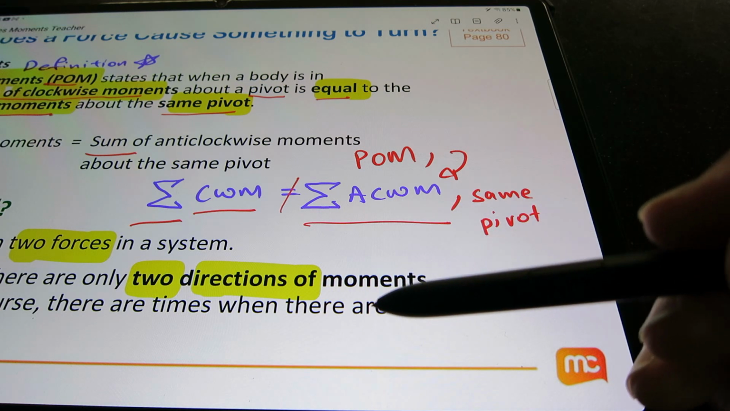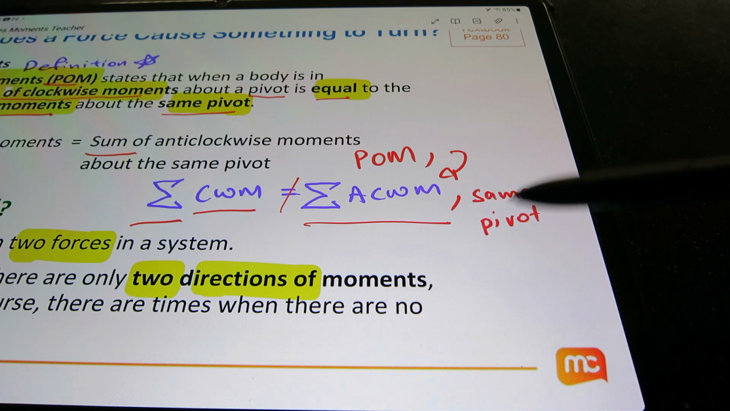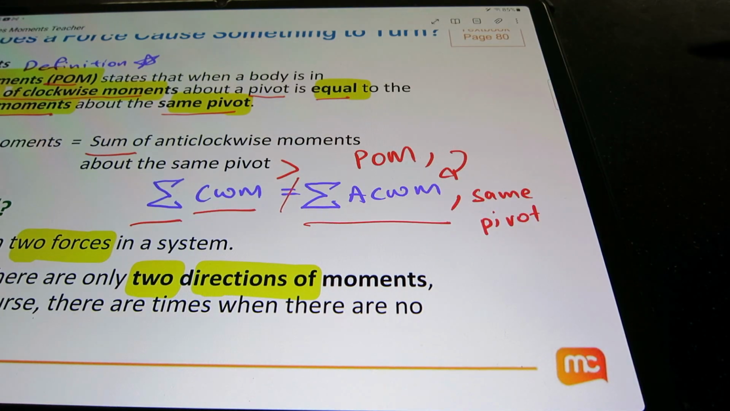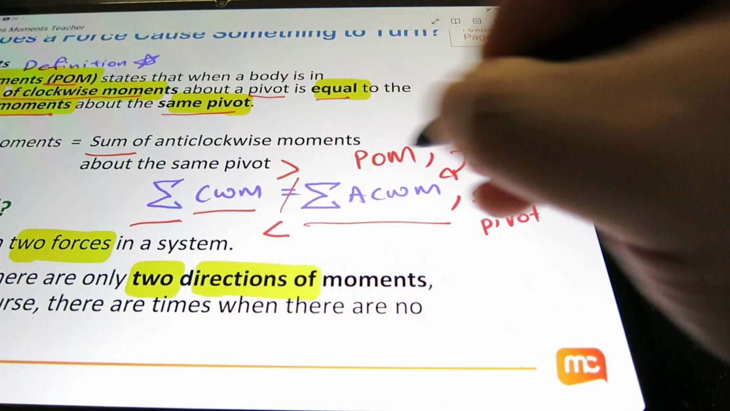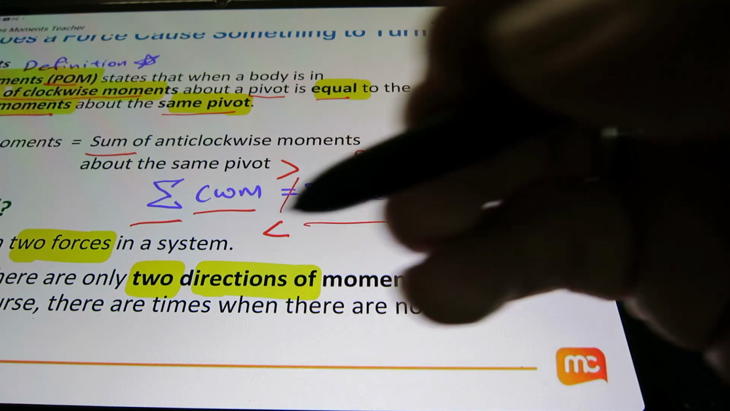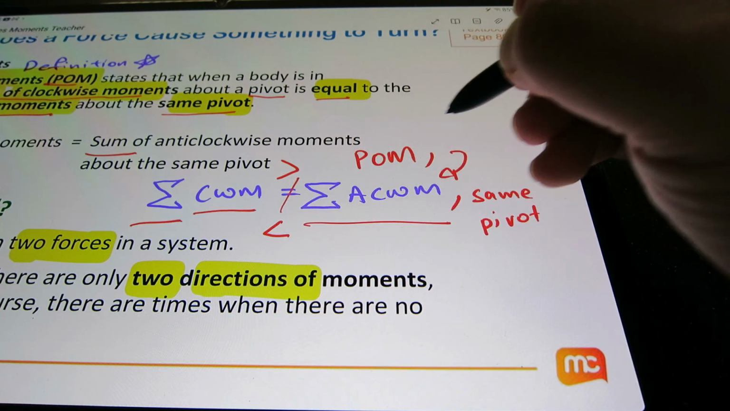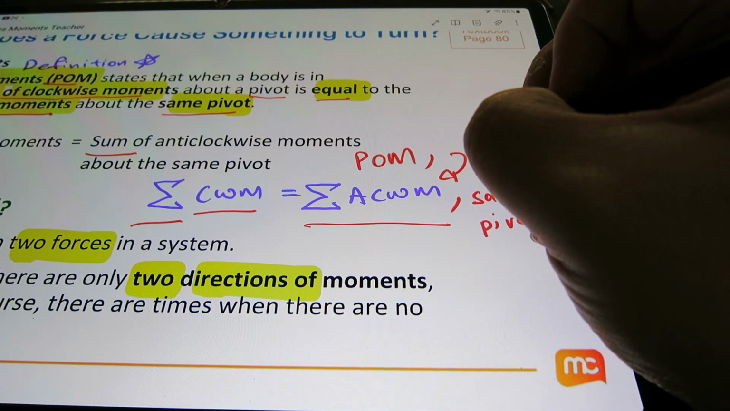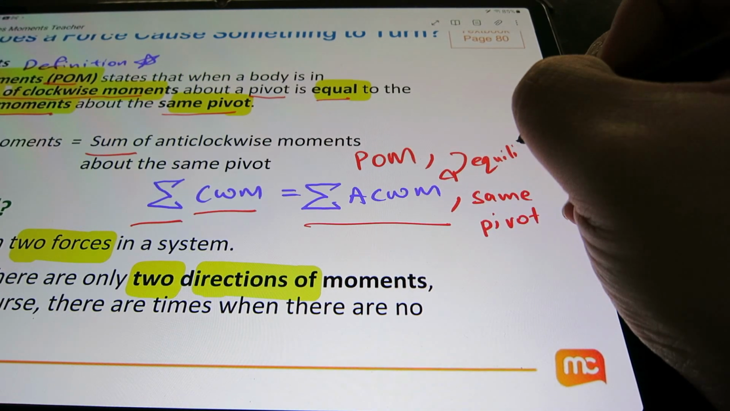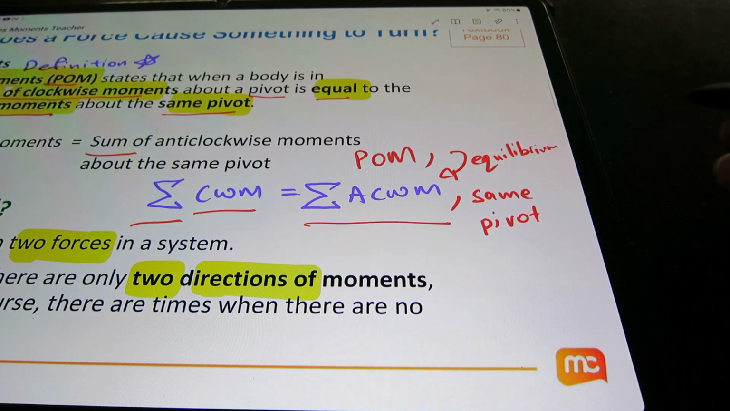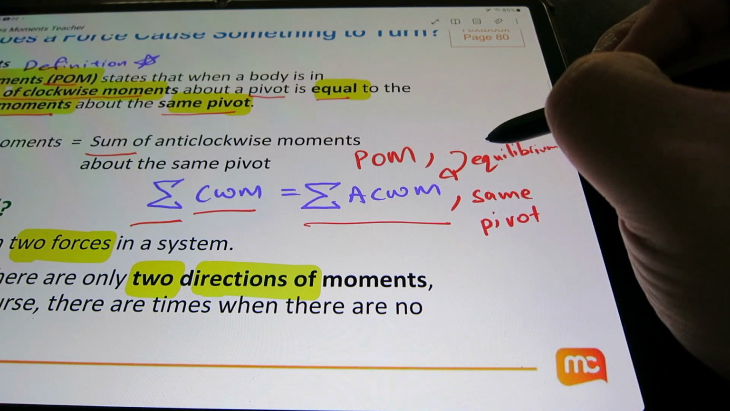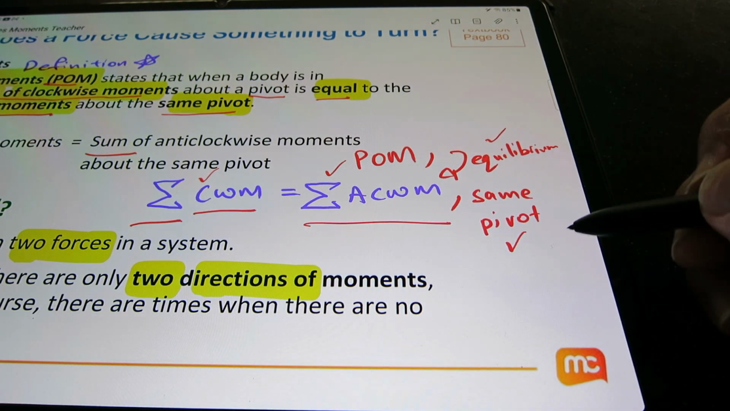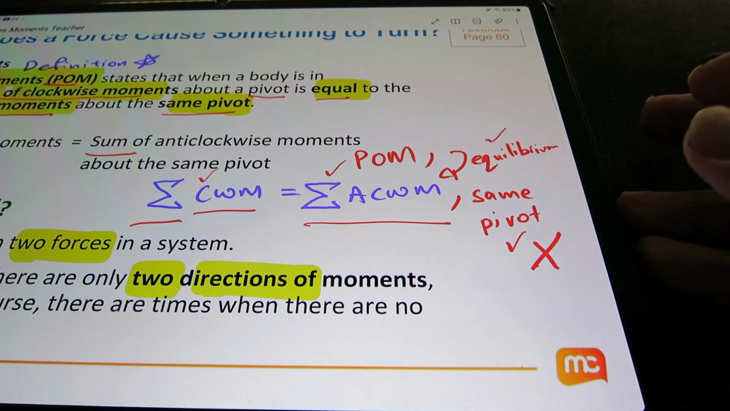What if the clockwise moment is not equal to the anti-clockwise moment? Then obviously, if the clockwise moment is more, the object is going to rotate in the clockwise direction. If the anti-clockwise moment is more, the object is going to rotate in the anti-clockwise direction. So for the principle of moments, they are equal when the object is in equilibrium. All these are important points. If you miss out any of these, equilibrium, sum of, same pivot, you're going to get the definition wrong.